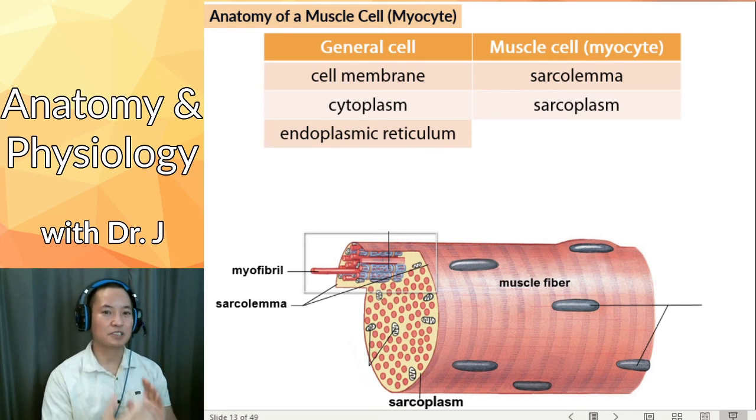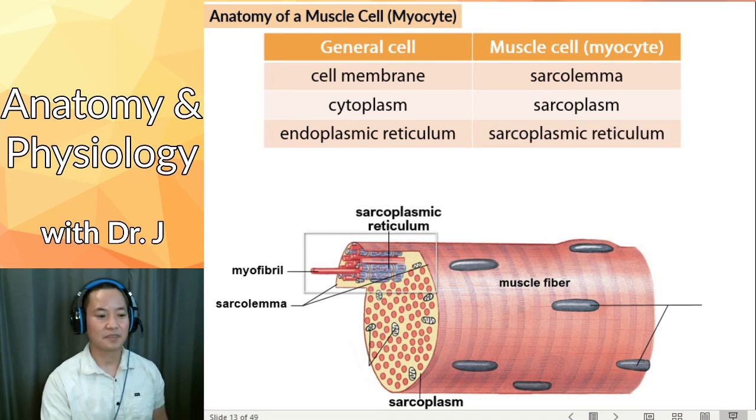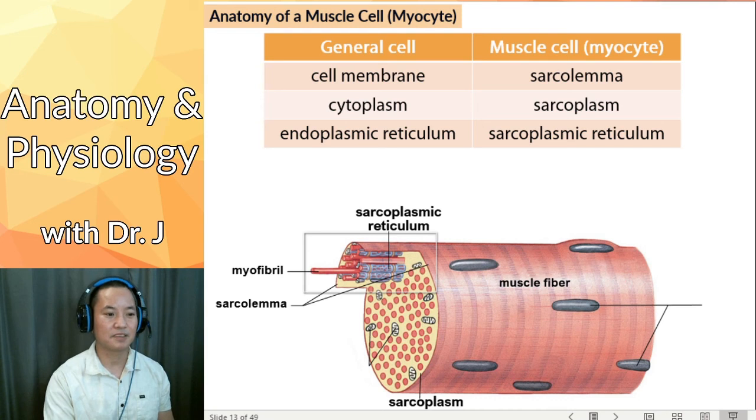It's actually a little more specialized in muscle cells, so this is where you should definitely know the special name for the organelle in the muscle cell. When you hear this term sarcoplasmic reticulum, it's not just any old endoplasmic reticulum. It actually has a very important function we're going to cover in this lecture, and it behaves differently. It's arranged differently than your typical endoplasmic reticulum in a regular non-muscle cell.